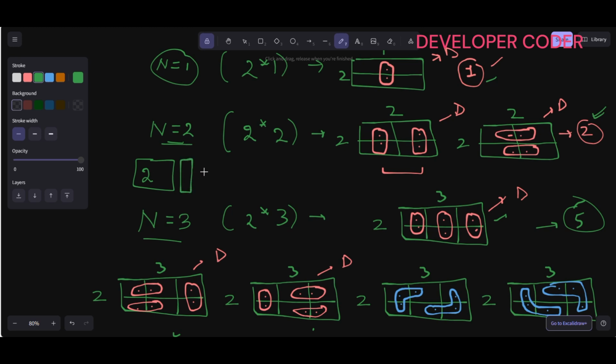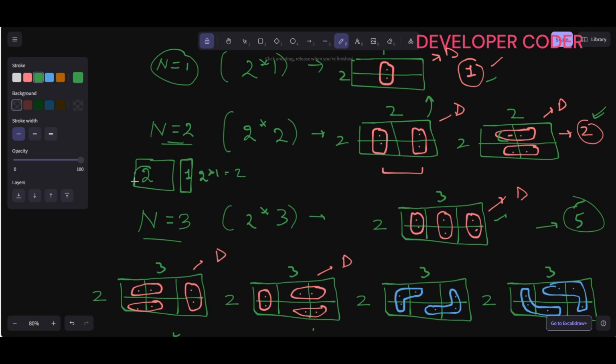So now I ask you, tell me how many number of ways. Here you already know that this is one way. With this you can combine this, and also with this you can combine this. So 2 into 1 ways right now, total 2 ways.